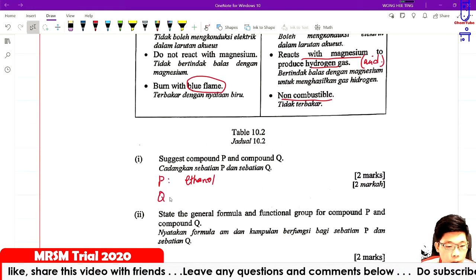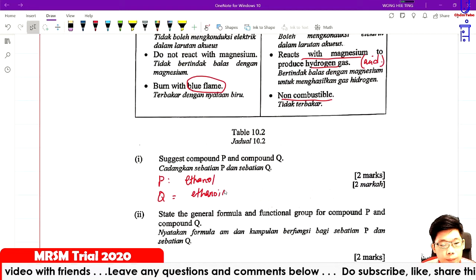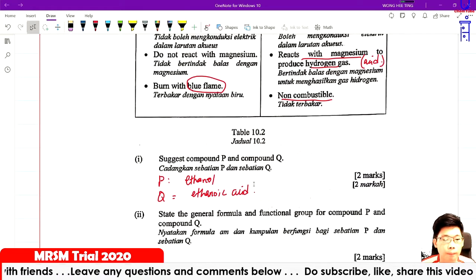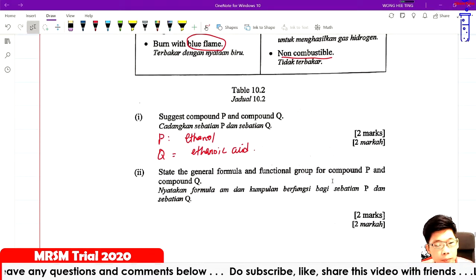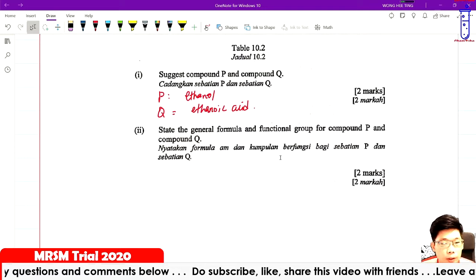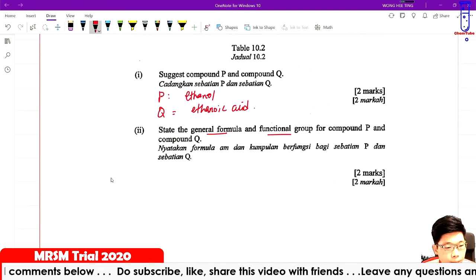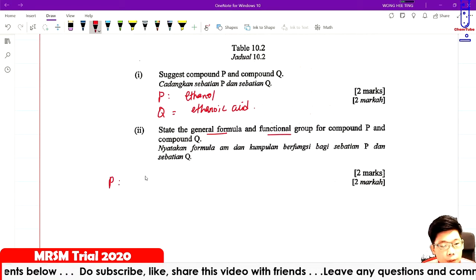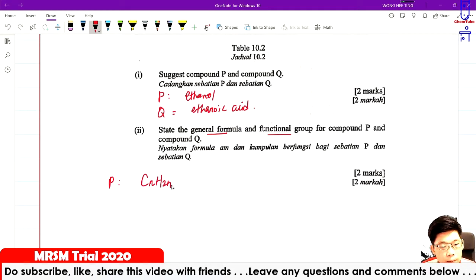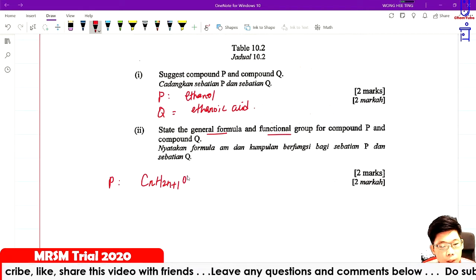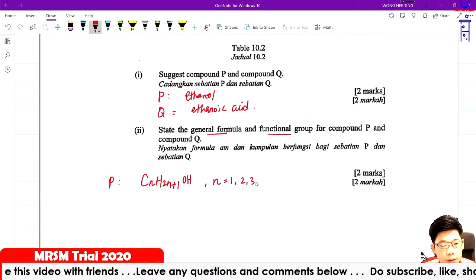Okay, Q we can choose ethanoic acid also. Now state the general formula and the functional group for the compound P and Q. So you have to put two things: general formula and functional group. So let's say P. The general formula will be CnH2n+1OH, right? It is alcohol. So n starts from 1, 2, 3, and so on.